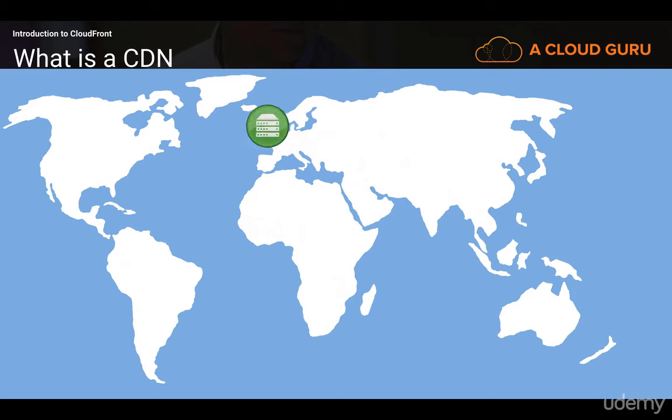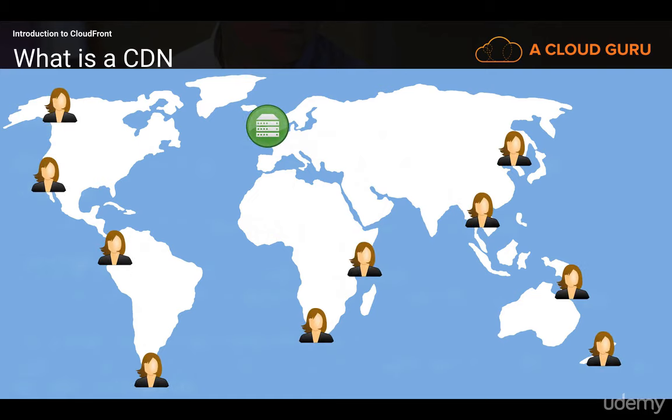So again, we've got our UK file server here. We've got our users all around the world. And now I'm going to have multiple users in multiple countries, and you'll see why in a second. So we've also got our edge locations. Now, edge locations are spread all across the world. There's over 50 of them currently. And let's see what happens when the first user makes a request to get our content.